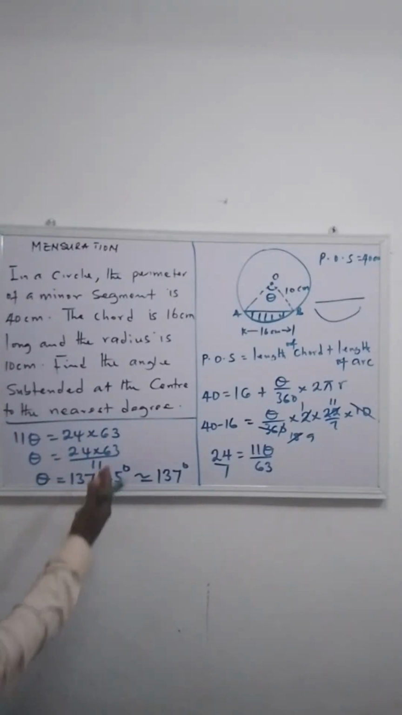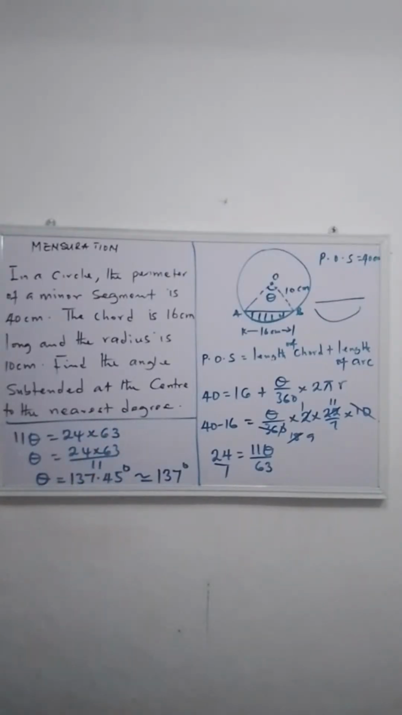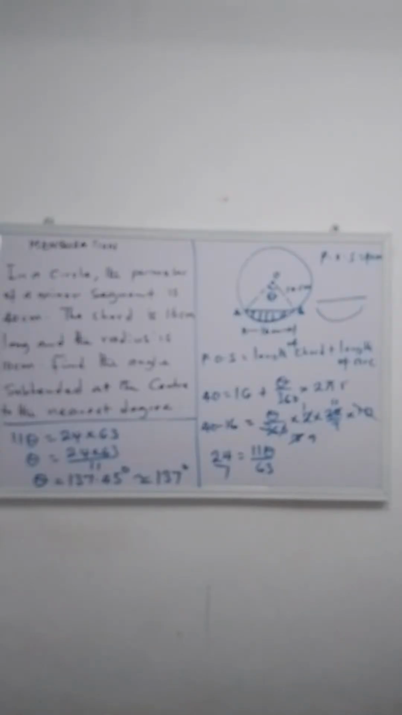So just multiply this and divide by 11. You can make use of your adding machine to do that. Multiply together and you have this. But the question asks you to correct your answer to the nearest degree. The nearest degree is to the nearest whole number. So that is 137. So yes, with that recap, I want to believe you've gotten the explanation.